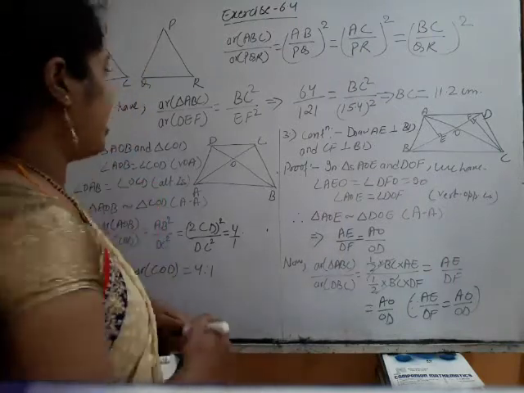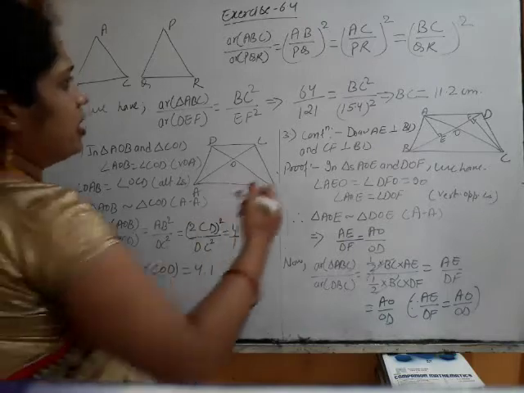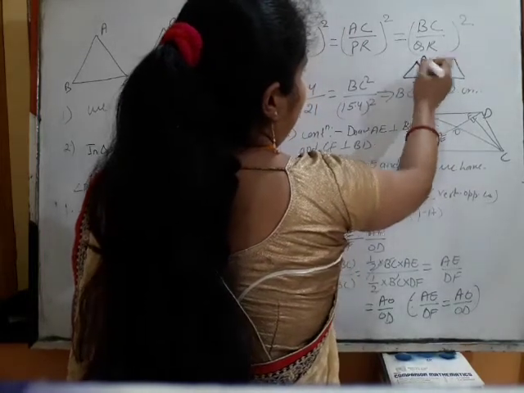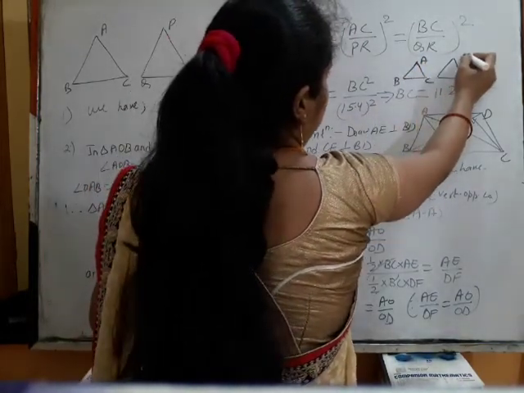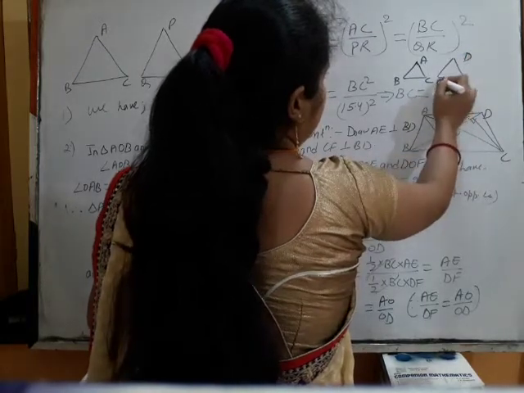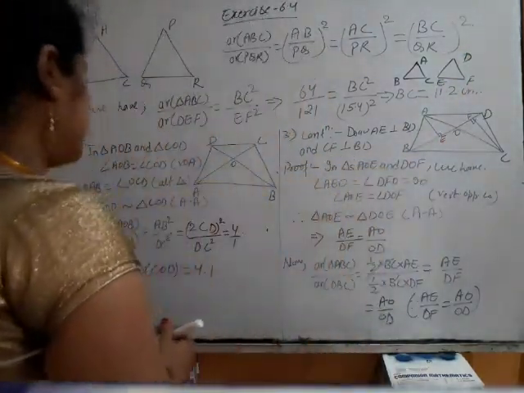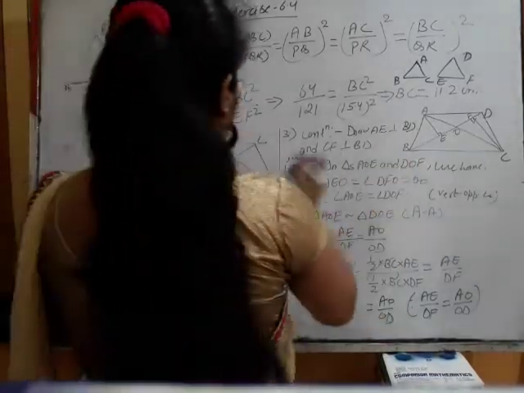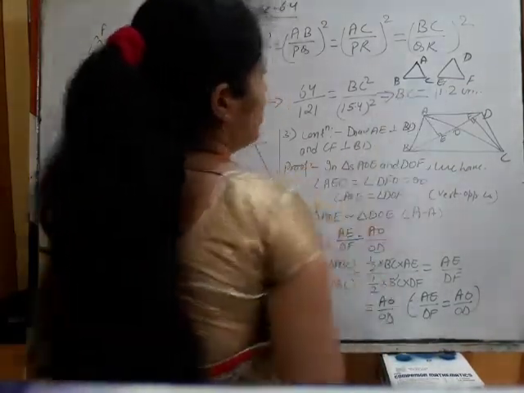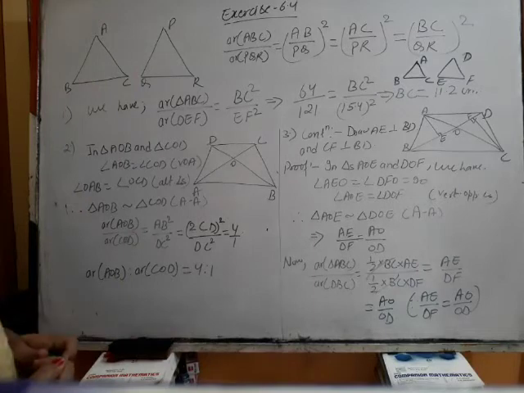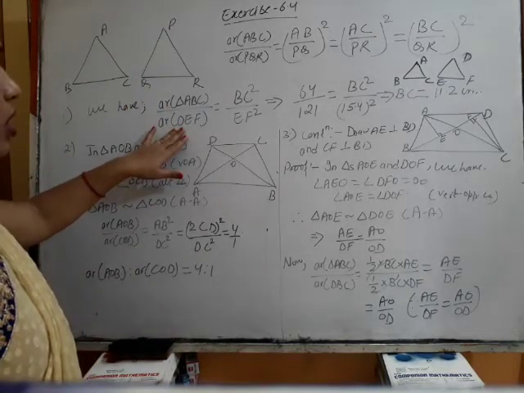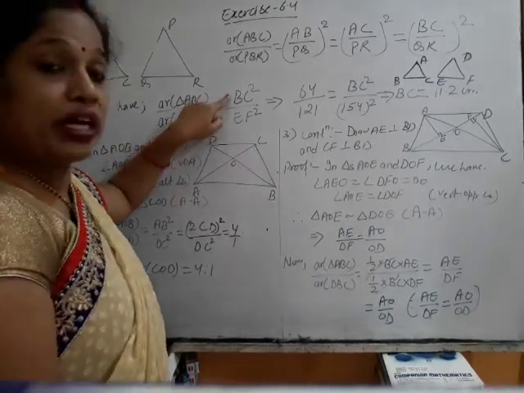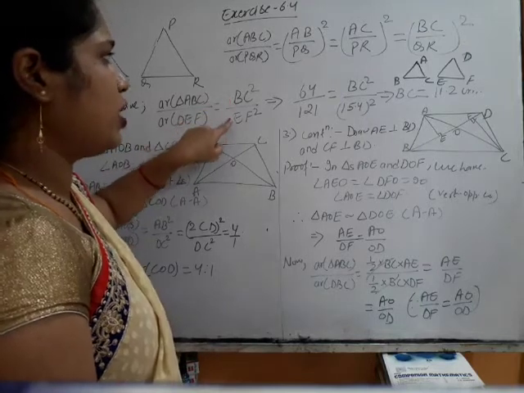If we draw the triangles ABC and DEF, let me draw it here. ABC, the smaller one, and D, E, F. Can you see here this EF is corresponding to this BC. So the area of ABC upon area of DEF, since they are similar, we will apply the theorem to get the square of the ratio of corresponding sides, that is BC square upon EF square.